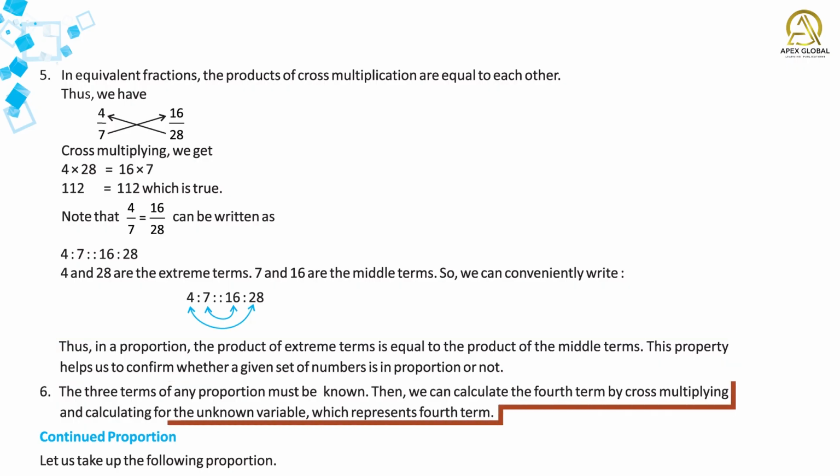Sixth, the three terms of any proportion must be known. Then we can calculate the fourth term by cross multiplying and solving for the unknown variable, which represents the fourth term.